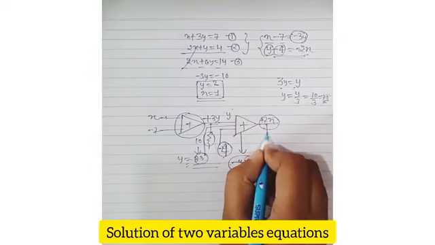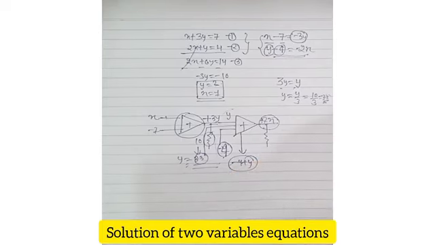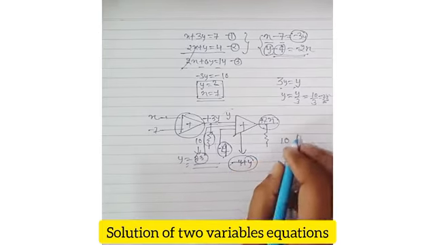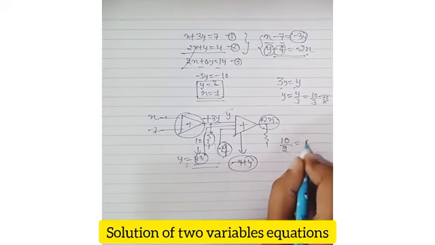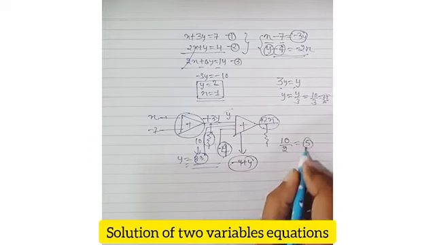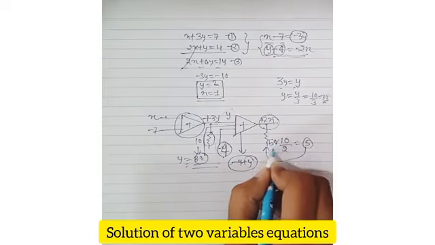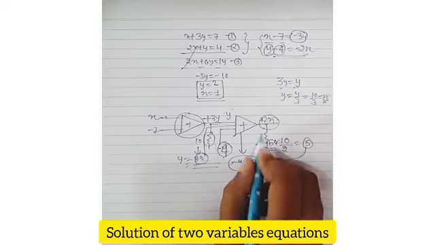So I have to use my coefficient potentiometer. What I have to do is make my 10 volts into, if I do 10 by 2, then what will I get? 5. So if I apply 5 volt here, then what will I get? I will get x. So yes, I will get my x value.